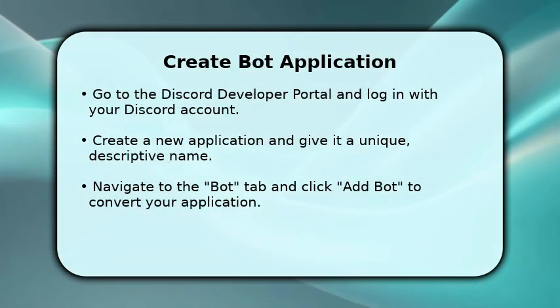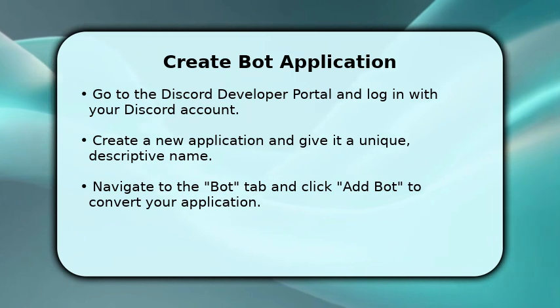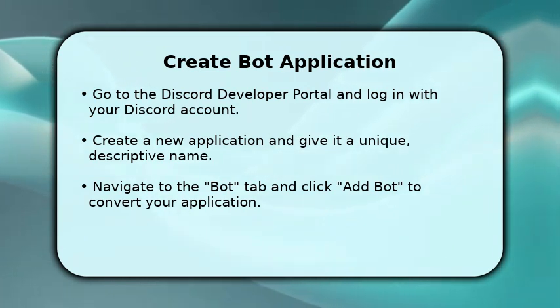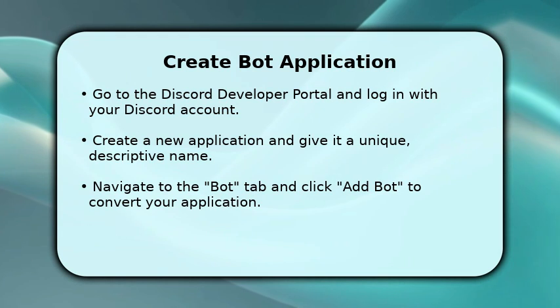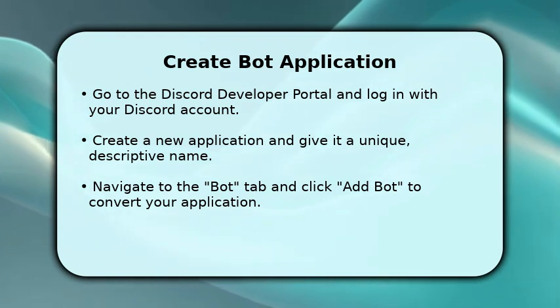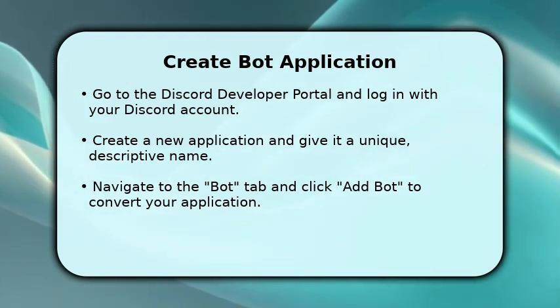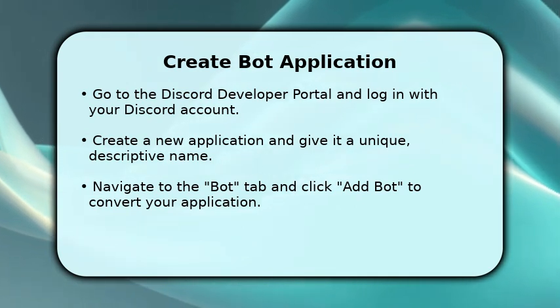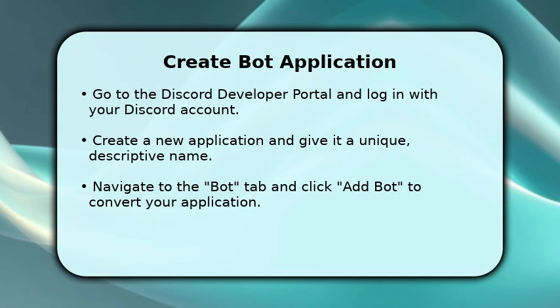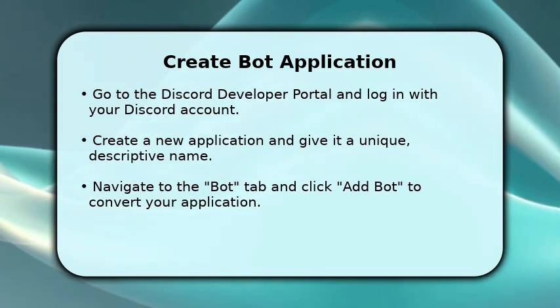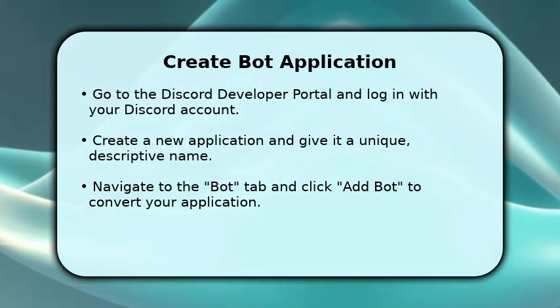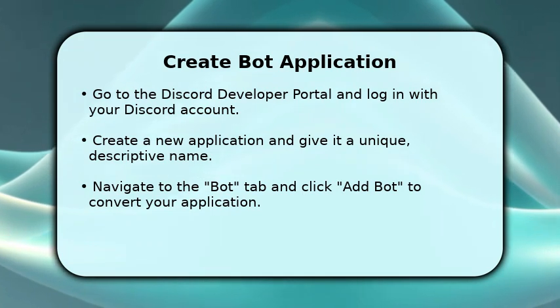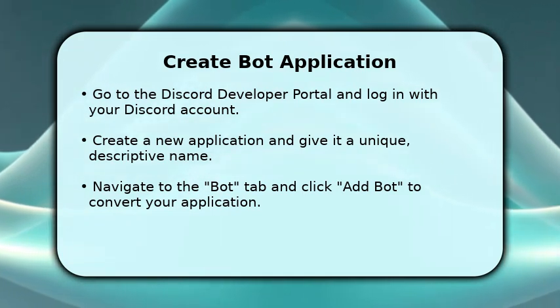Head over to the Discord developer portal in your web browser and log in using your Discord credentials. Once there, click on New Application and provide a unique, memorable name for your bot. After creating the application, navigate to the Bot tab on the left sidebar. Click Add Bot to transform your application into an actual bot. Crucially, copy your bot's token and store it securely. This token is like your bot's password.